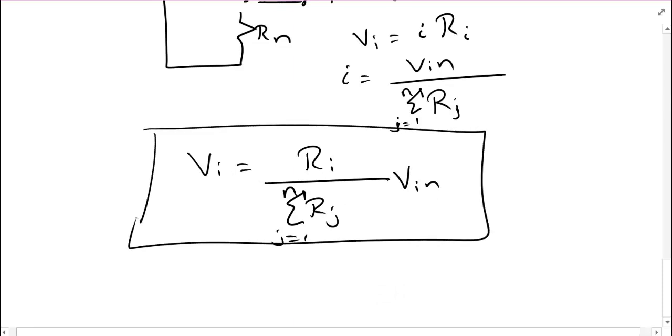You can use this to simplify your analysis of circuits. Once you recognize there's a voltage division going on, you don't need to redo all of the analysis for every single resistor. You just use the voltage division principle once.